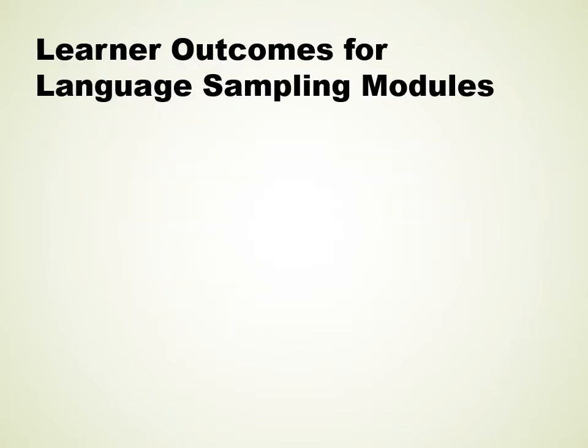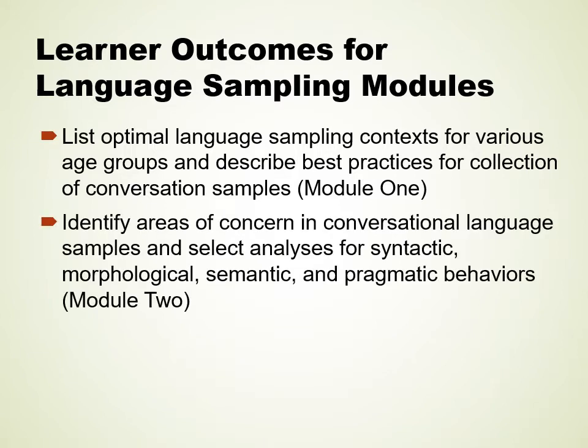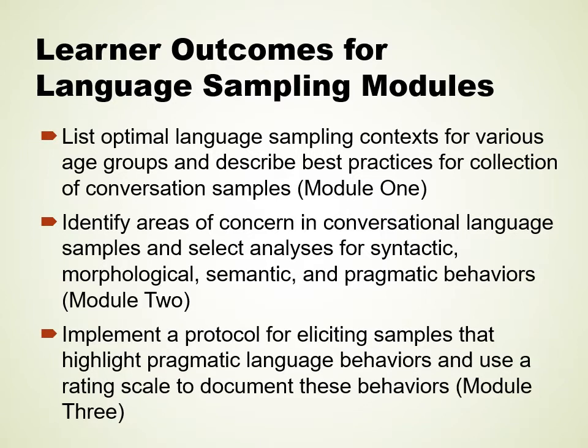Let's briefly look at your learner outcomes for all three modules. In number 1, you learned about optimal language sampling contexts for various ages and best practices for a collection of conversation samples. In this module, which may be a review of things that you learned in grad school, you're going to learn about all the different ways we can analyze conversational language samples. And finally, the third module focuses on pragmatic language skills.